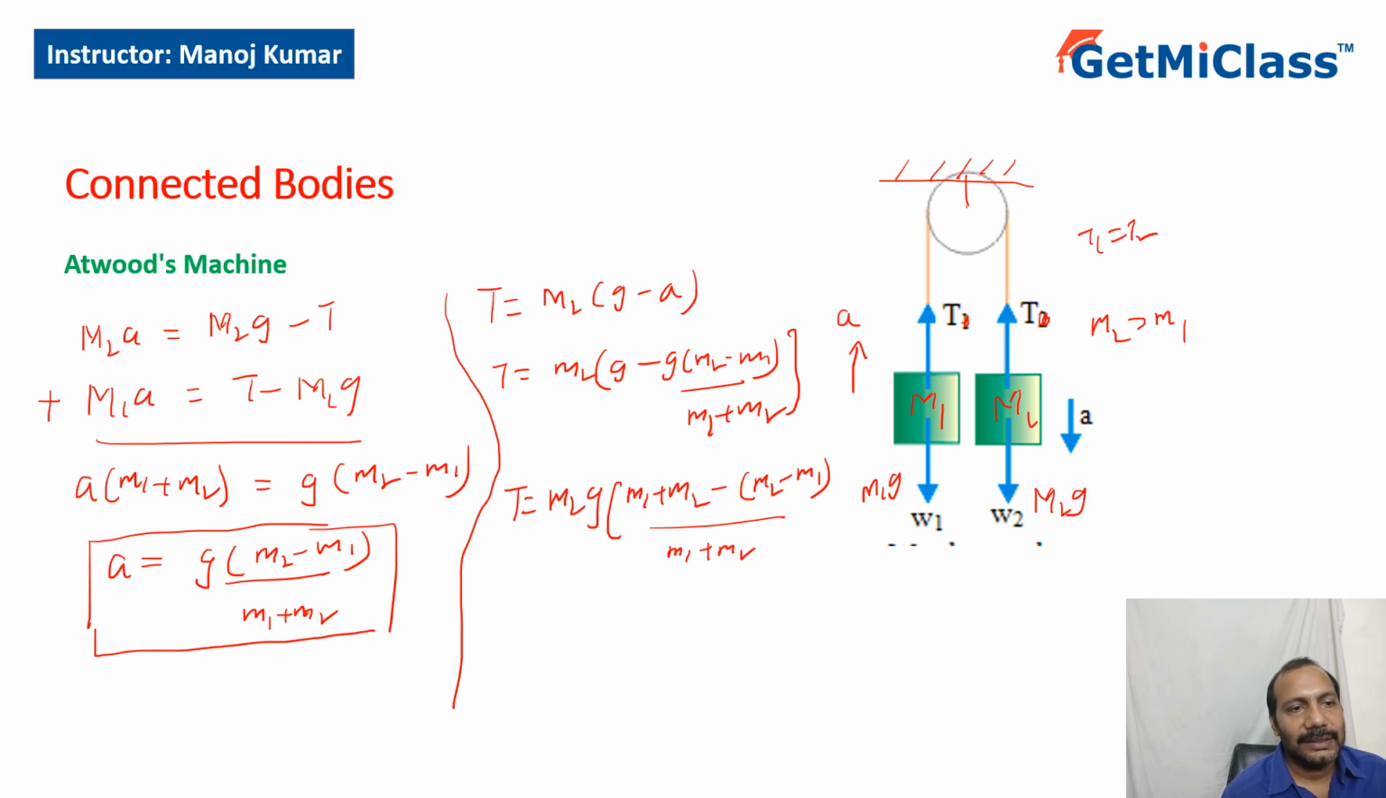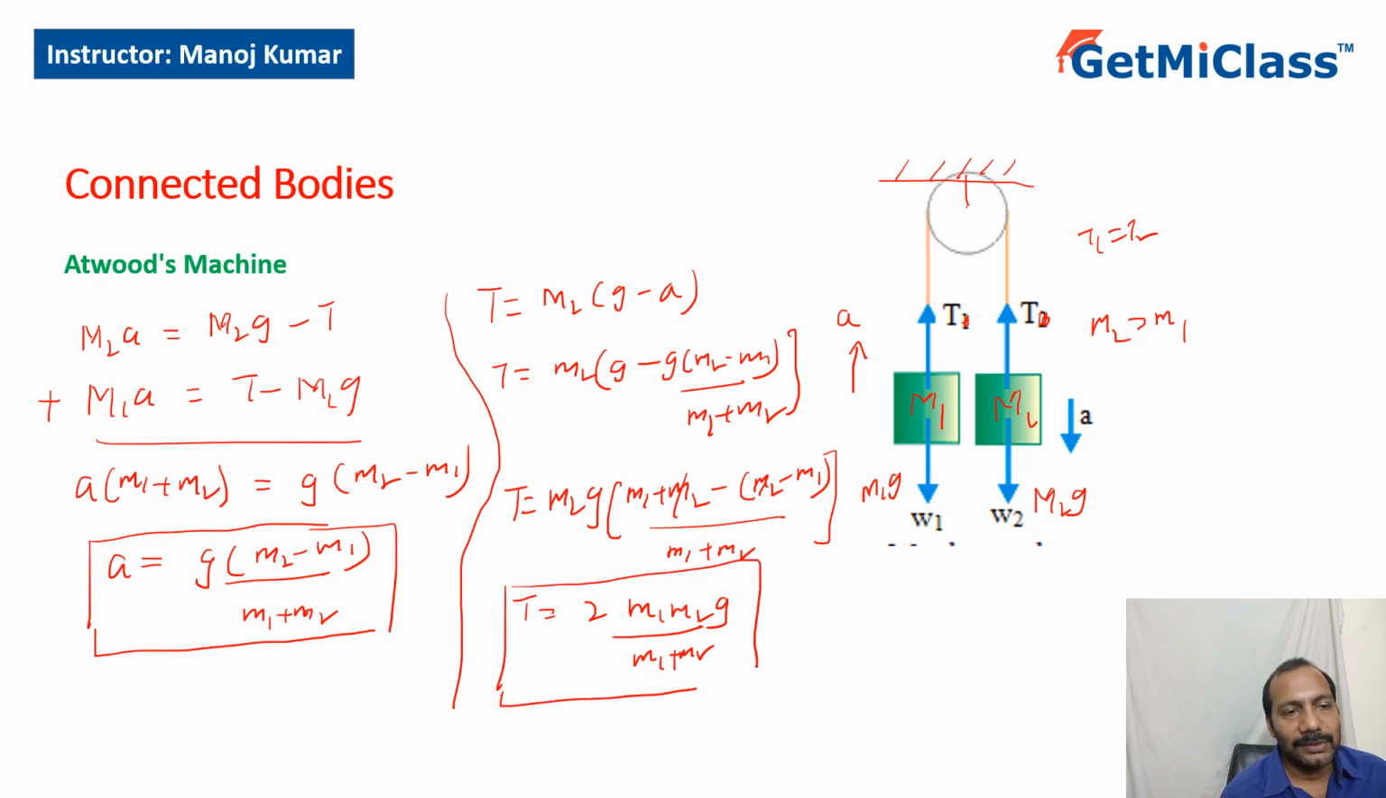Right? So from this, what do I get? M2 and M2 cancel, so I'll be left with 2M1. So T equals 2M1M2G by M1 plus M2. This would be the tension in the string. This is in the case of two bodies connected vertically. This situation is also known as Atwood's machine.